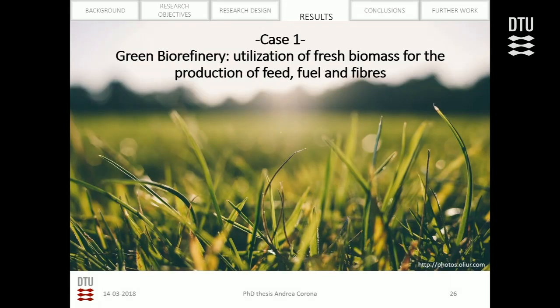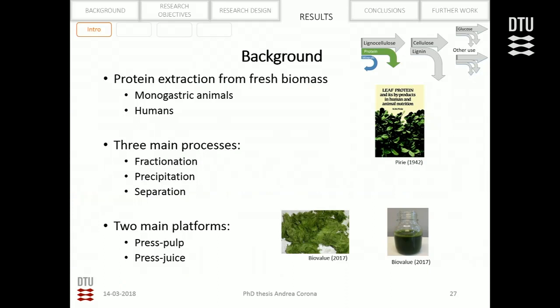So let's start looking at the cases. Case number 1 is the Green Biorefinery, the utilization of fresh biomass for production of feed, fibers, and fuel. The technology focuses on the utilization of fresh biomass for the extraction of protein.